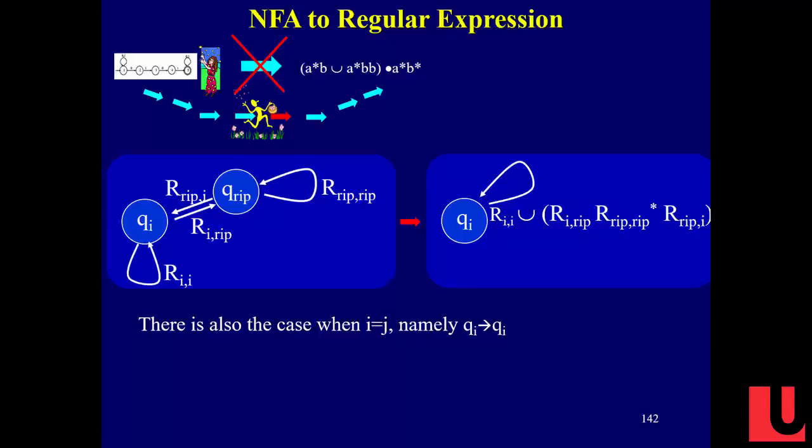How do you get from I to I? Well, you can either do I to I, what you did before, or you go I to rip, rip star, rip to I. Right? You have to do it for every pair IJ. Everybody get that? So you can imagine, even in this one step, you're adding lots of chaos to this poor guy.